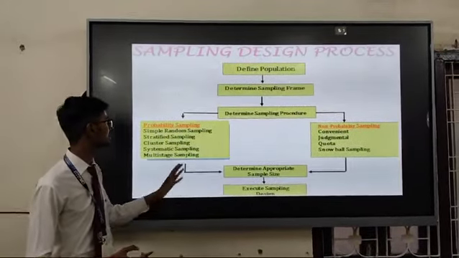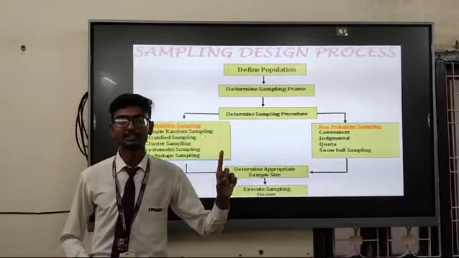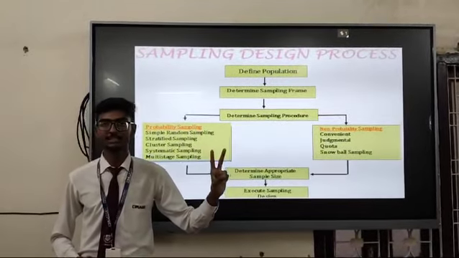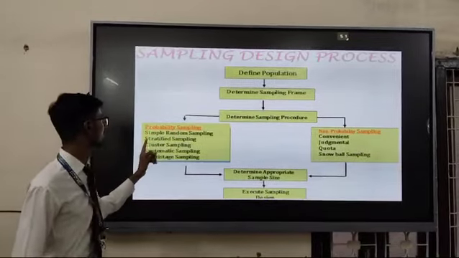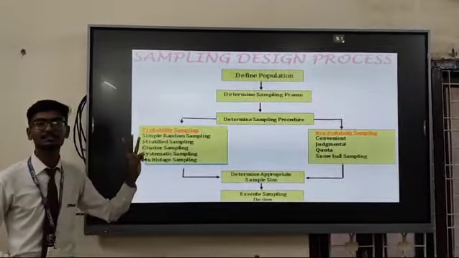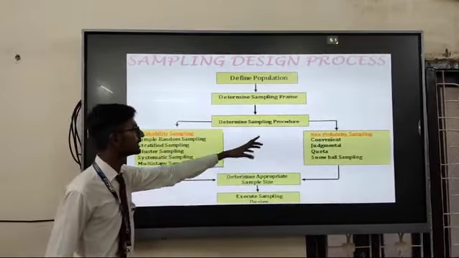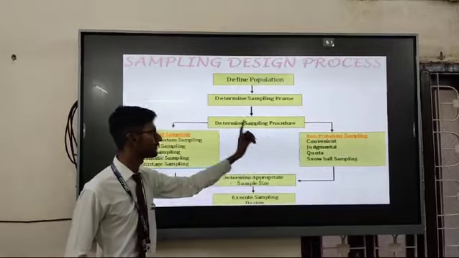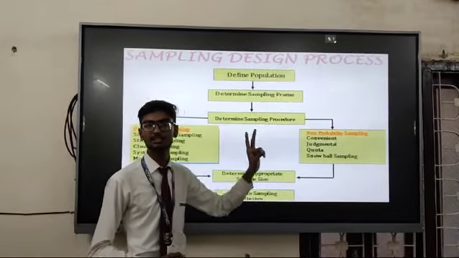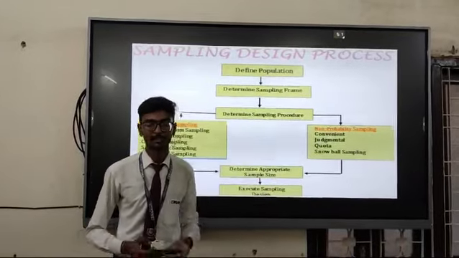Here you will see that there are different types of sampling. The different types of sampling include probability sampling and the second one is non-probability sampling. Probability sampling includes simple random sampling, the second one is cluster sampling, the third one is stratified sampling, and the fourth one is systematic sampling. And non-probability sampling includes the first one convenience sampling, the second one judgmental, the third one quota sampling, and the fourth one snowball sampling.